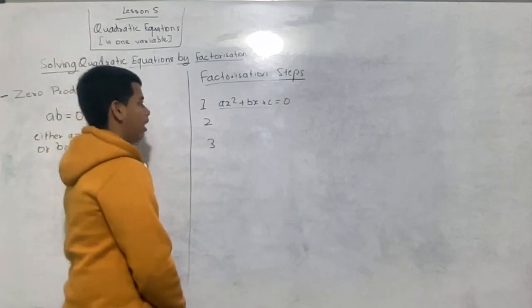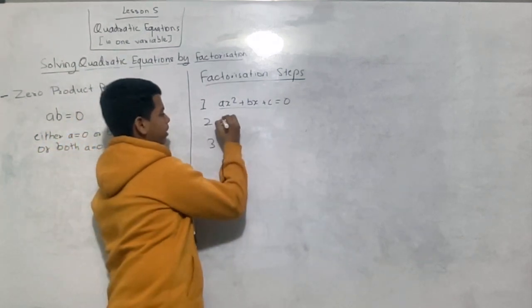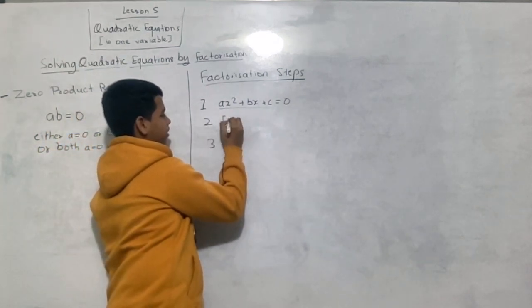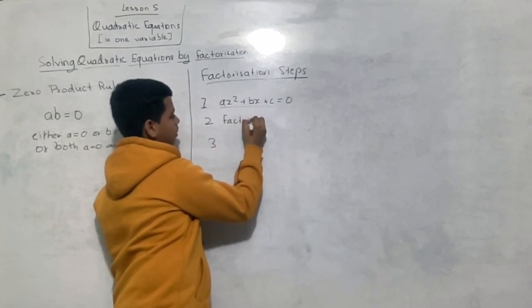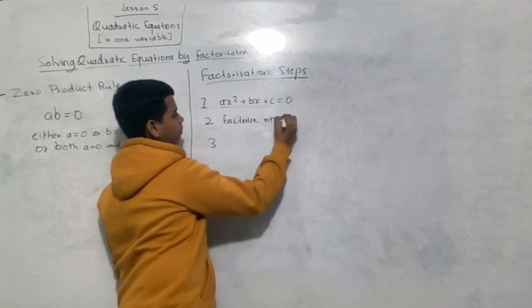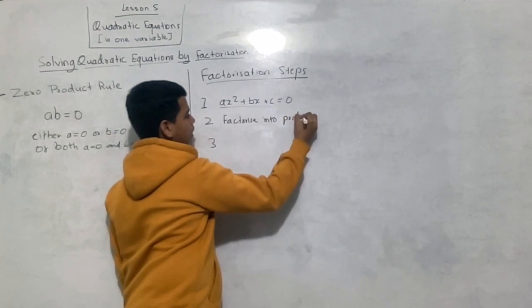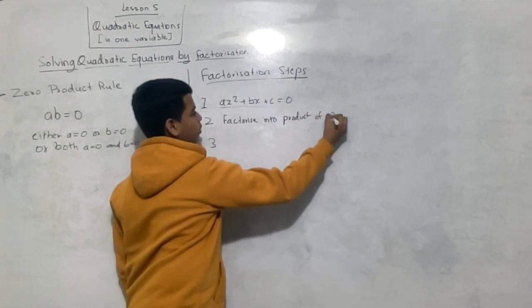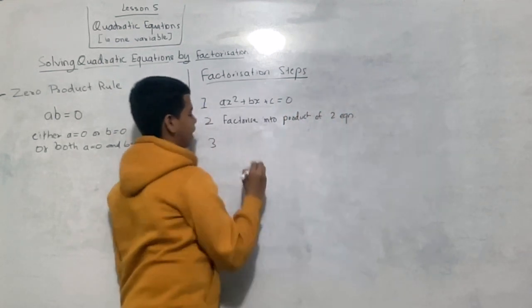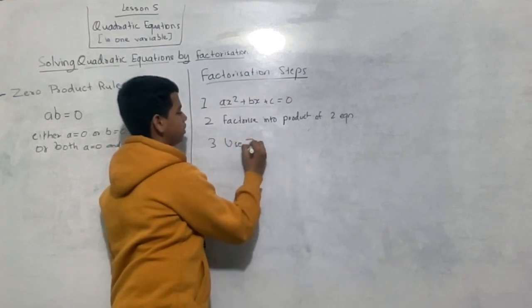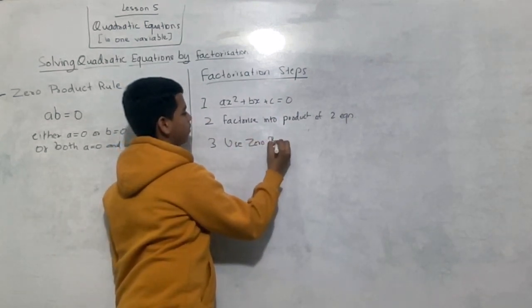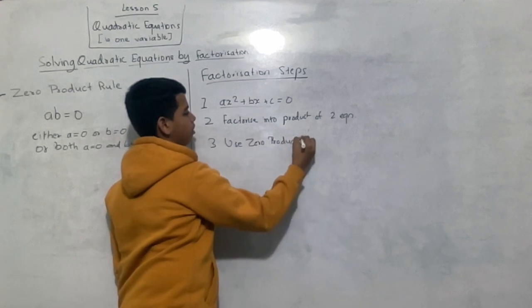Okay. Now here, as I mentioned, factorize it into a product of two equations, and after that use the zero product rule.